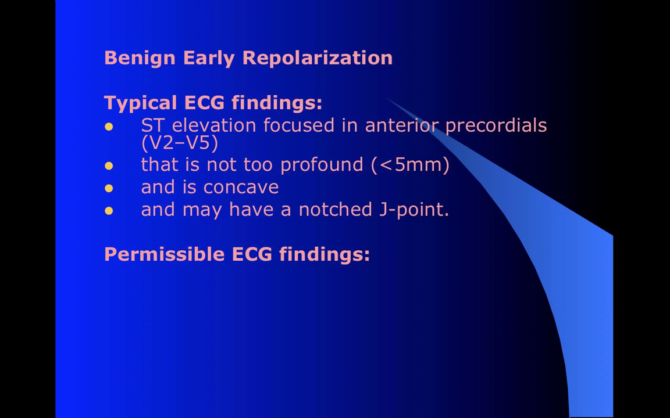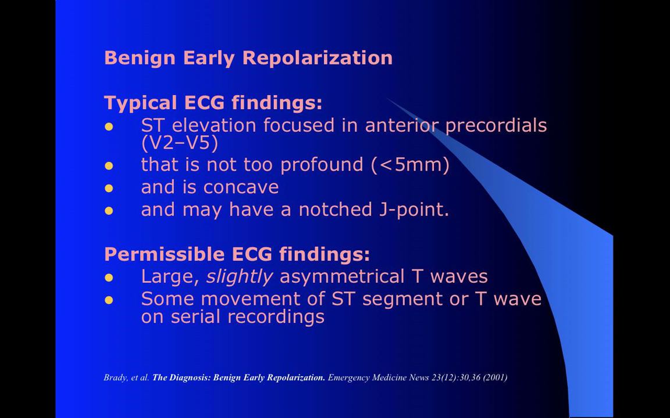Now, less common findings, which are still okay, are pretty big T waves. Not huge, but enlarged, and you might call them hyperacute, with maybe a little bit of asymmetry. And you will sometimes see a little bit of variation or movement of the ST segment or the T wave when you do your serial 12 leads. And I know I'm saying that that's more of a characteristic of your MI, but sometimes there's a little bit of shift, and that's okay.